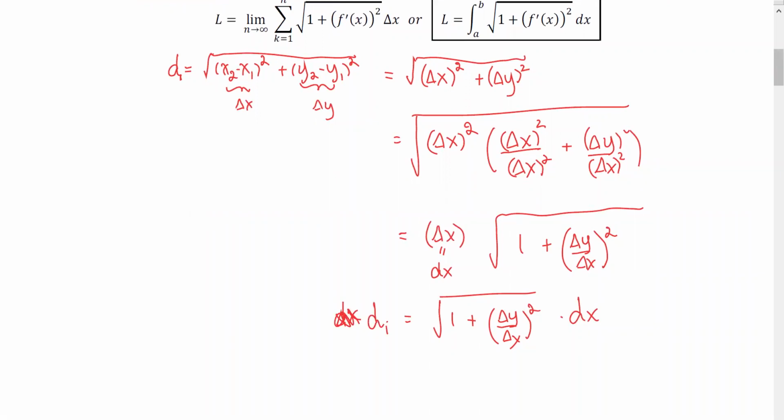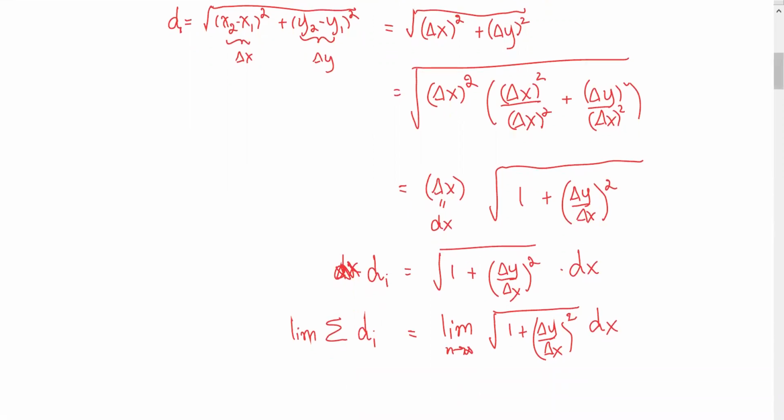This is the length of one segment i. So we have many of them. We take the limit of the sum of all line segments together. That means we take the limit of the square root of 1 plus delta y over delta x quantity squared, dx, as n approaches infinity, or as delta x approaches 0.